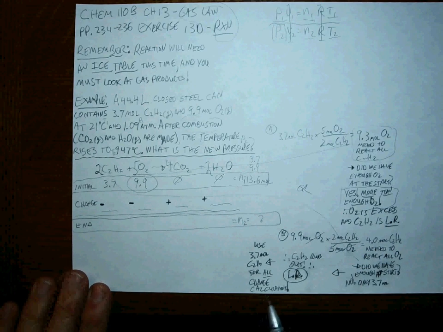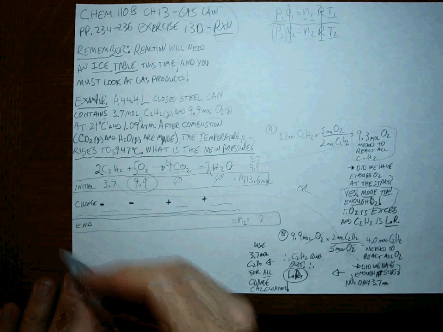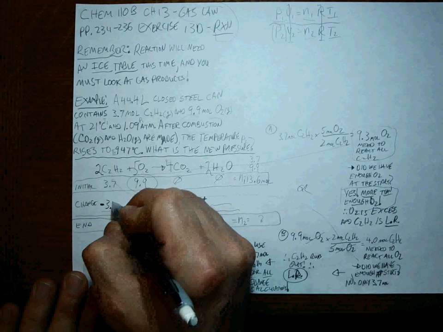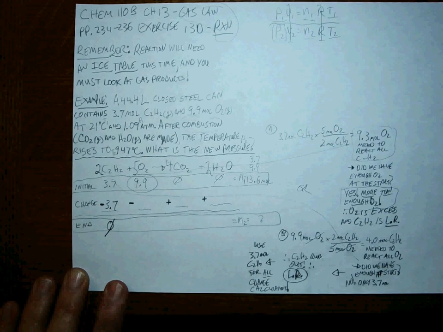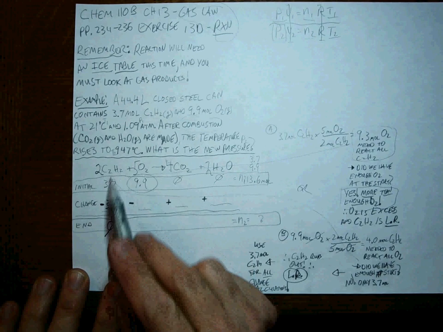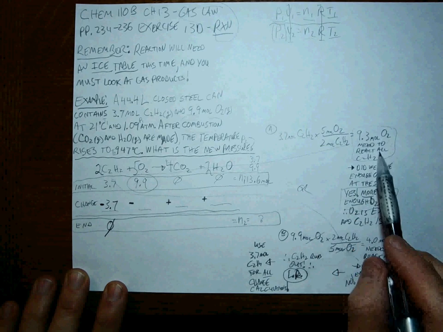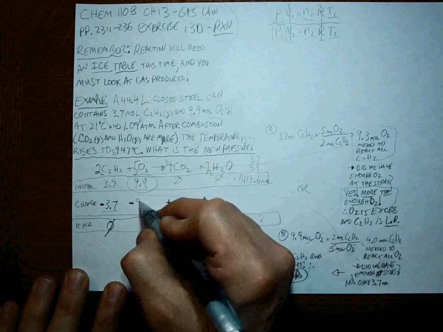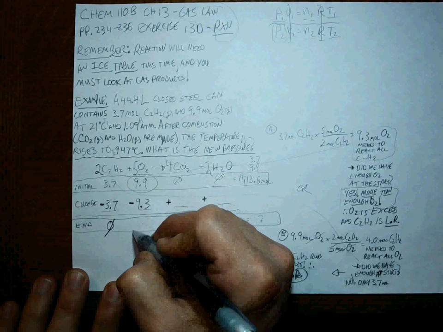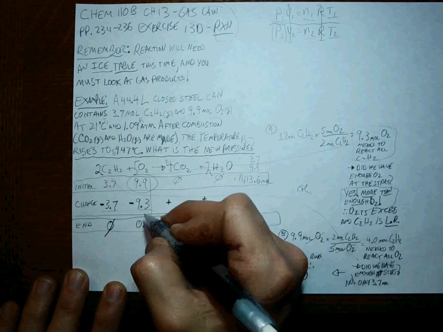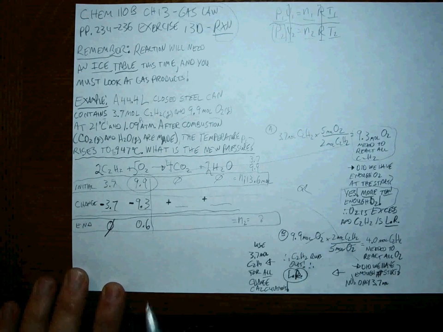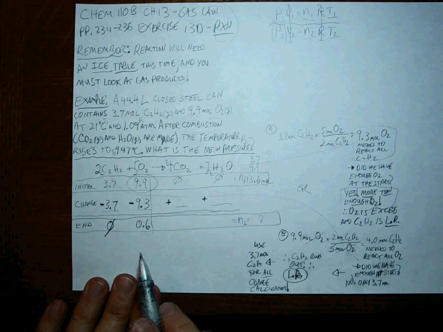Alright, so let's give those a try. Well, first off, what's the change in the C2H2? If it's the limiting reagent, then there's none left, right? And if the C2H2 reacts, 9.3 moles of O2 react. We already figured those out. So when you do that subtraction, there's 0.6 moles that are left.